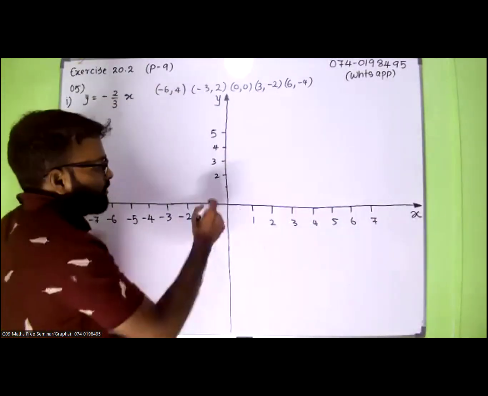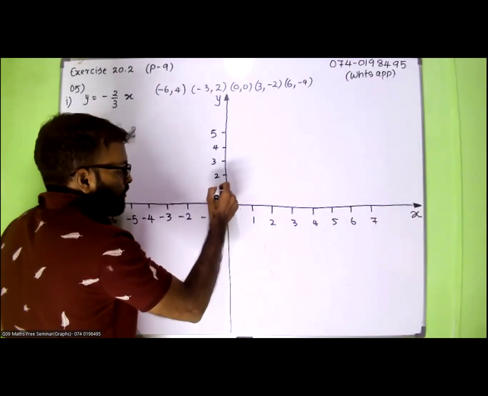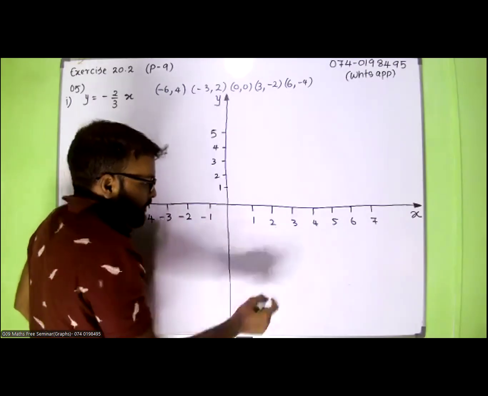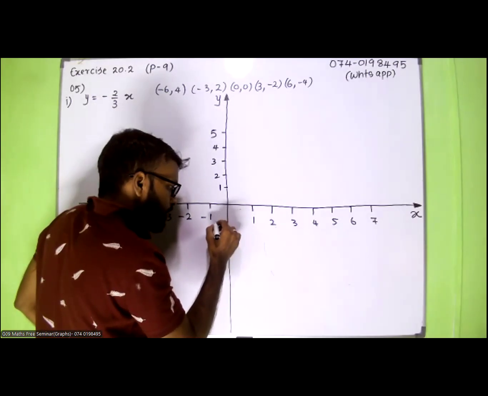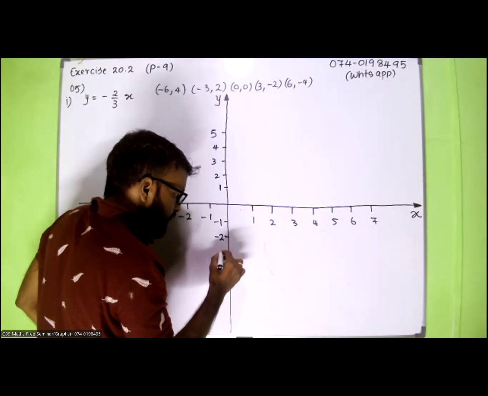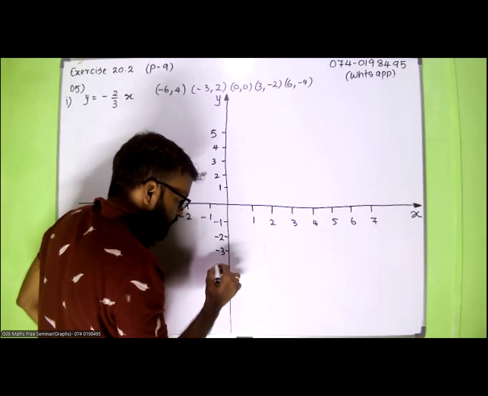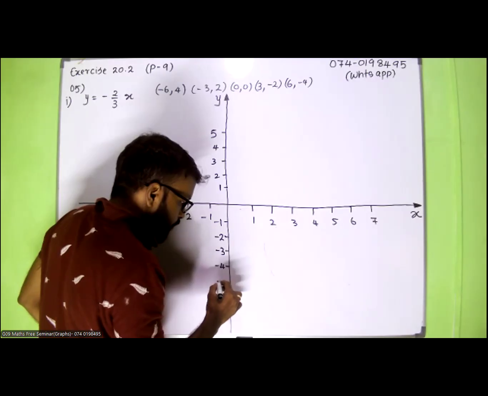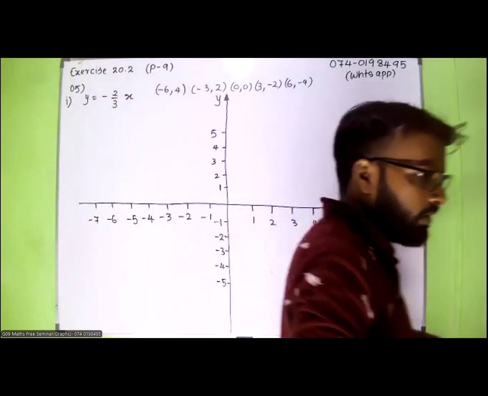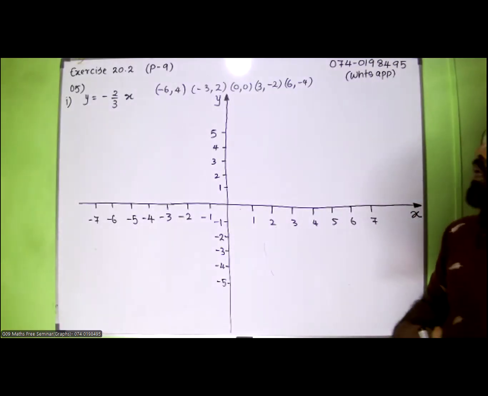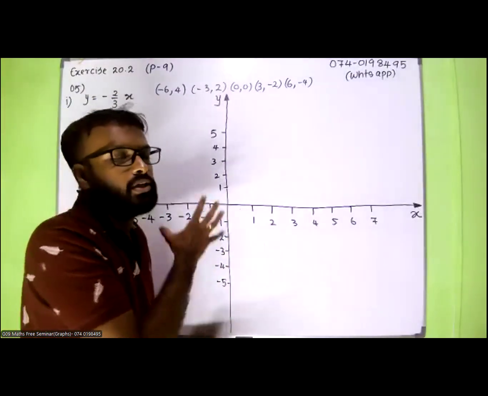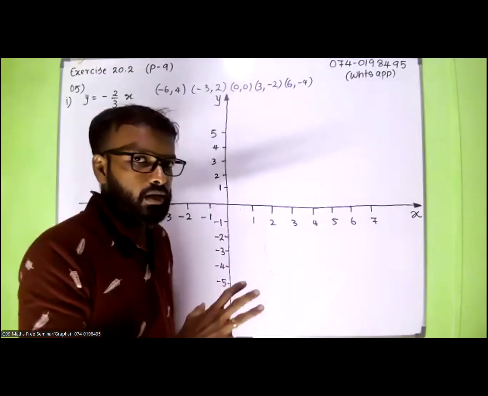Here 1, then this is up to +5. So on the negative side, -1, -2, -3, -4, up to -5. So I have marked my x-axis and y-axis. Now I am going to mark these points on this Cartesian plane. So this is the standard method that you are going to use to draw your Cartesian plane.